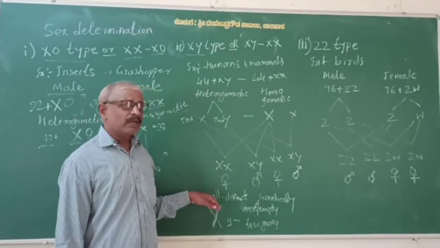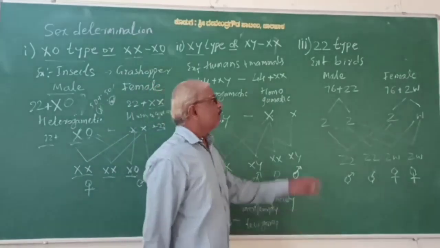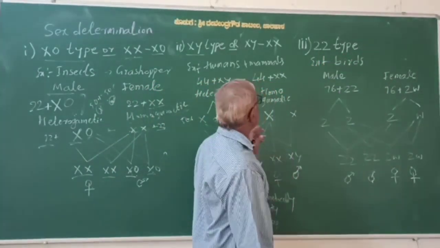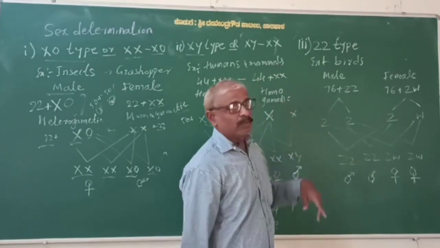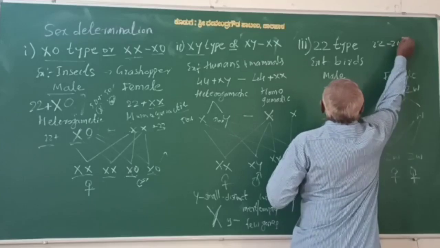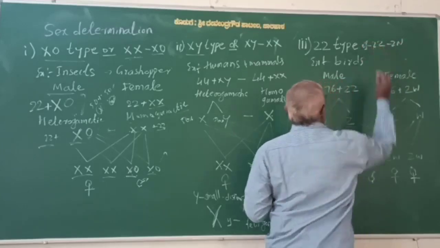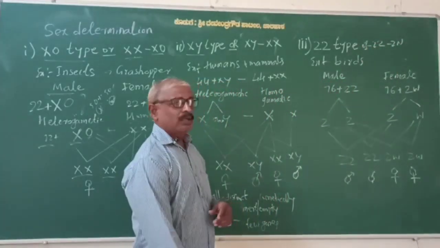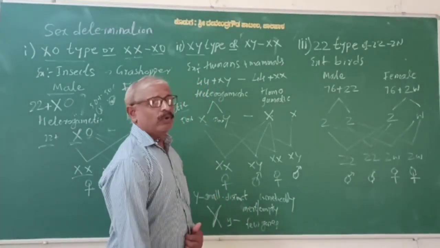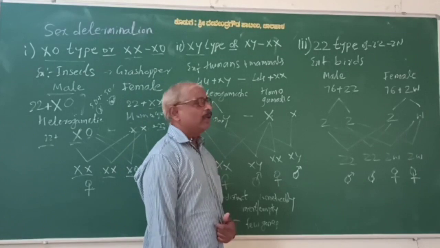If they ask for an explanation, you have to write all of this. And the third one is called the ZZ type, or the ZW type, like this. So this is one more kind of sex determination. Usually we get it in birds. We are going to take chicken as an example.